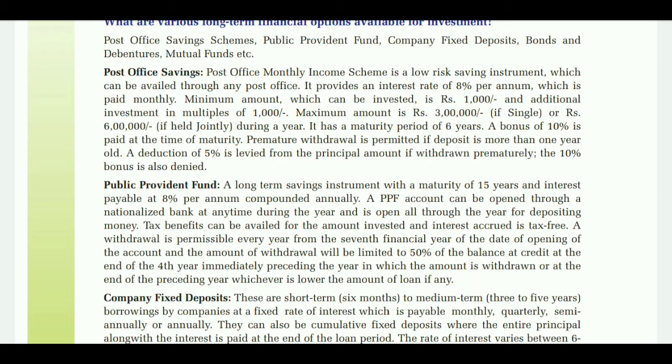Premature withdrawal is permitted if the deposit is more than 1 year old. A deduction of 5% is levied from the principal amount if withdrawn prematurely. The 10% bonus is also denied.